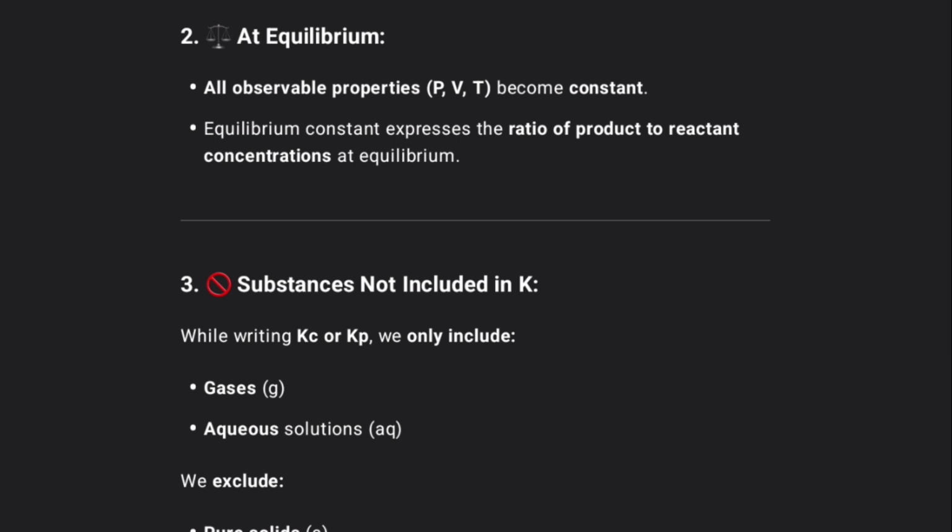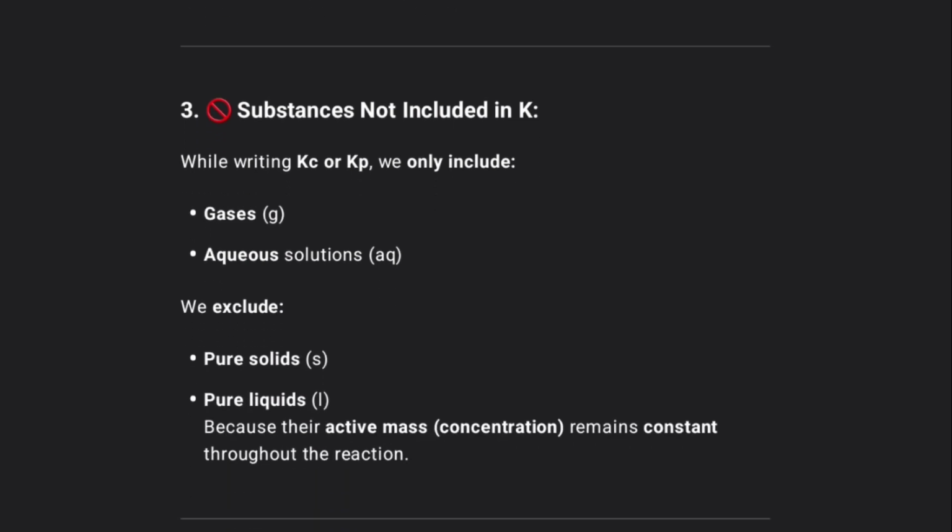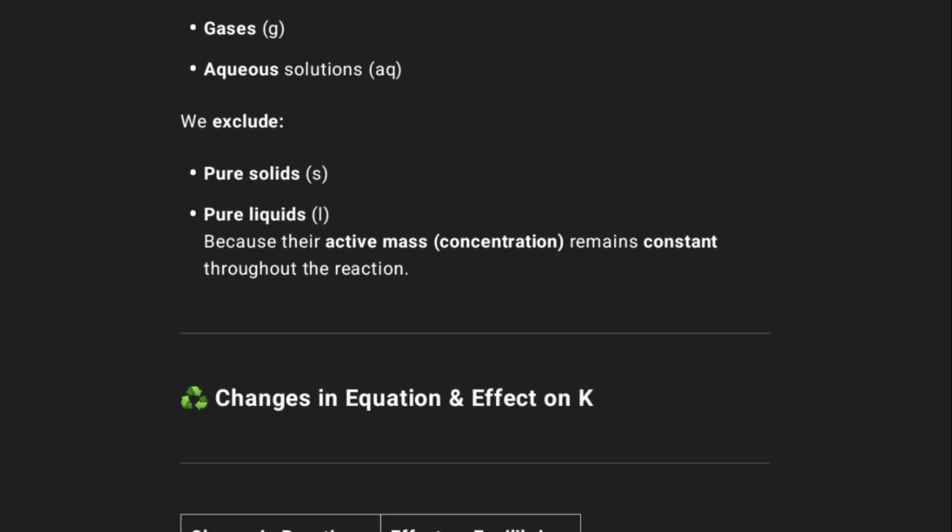Chart 3: substances not included in K. While writing Kc or Kp, we only include gases, G, and aqueous solutions, Aq. We exclude pure solids, S, and pure liquids, L, because their active mass concentration remains constant throughout the reaction.